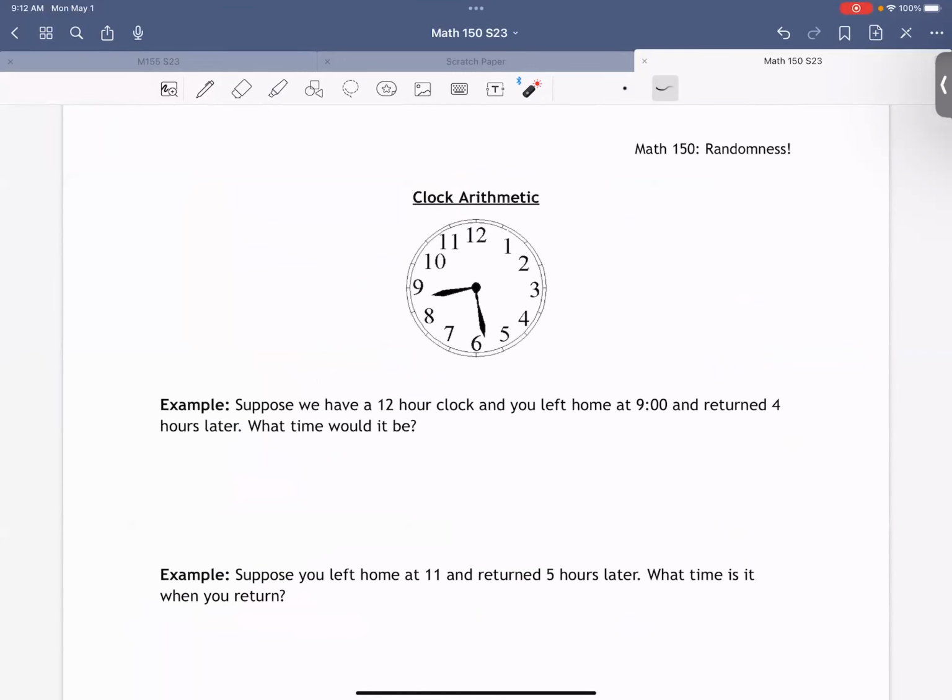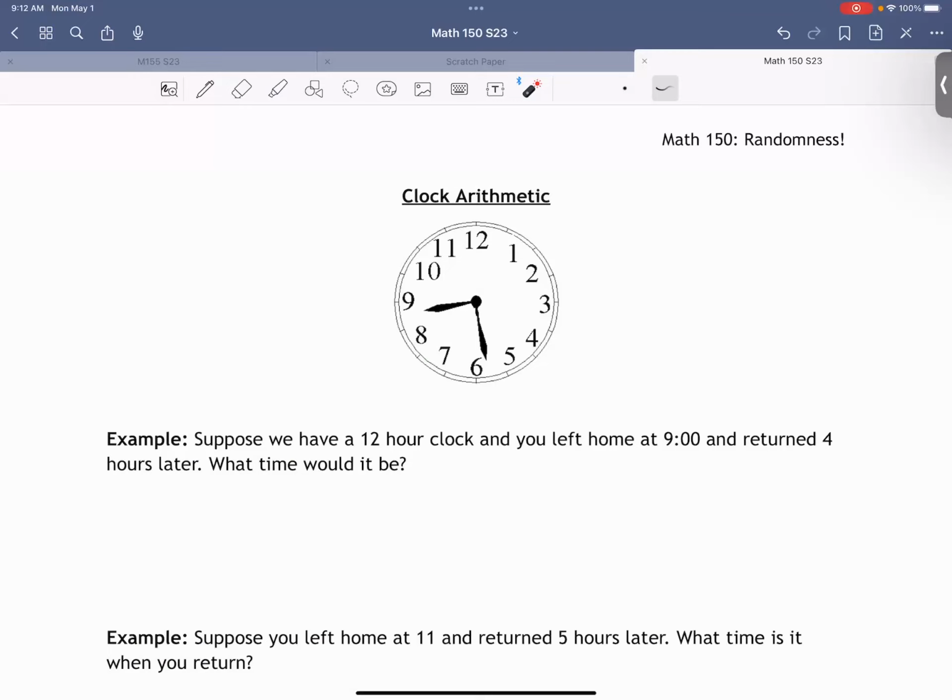Has anyone heard of military time? Yeah, right? What clock arithmetic is, it's literally doing military time. And let me just kind of explain to you what this is, okay? Let's say we have a 12-hour clock, so 12 things on the clock. And let's say we left home at 9 o'clock. Don't worry about AM or PM. We're not doing that, okay? And we're returning 4 hours later.